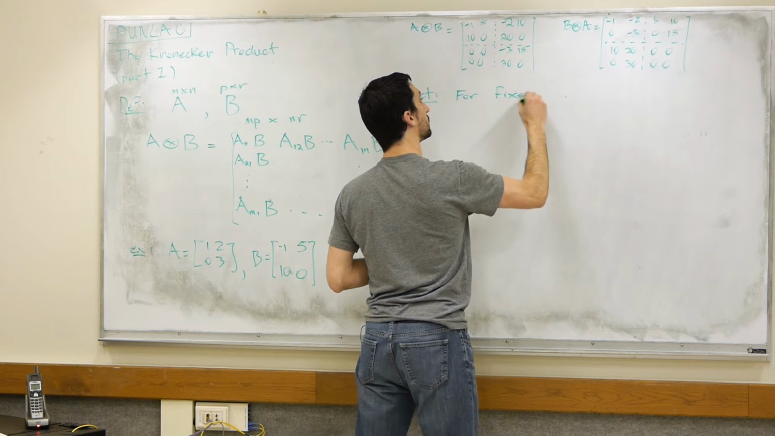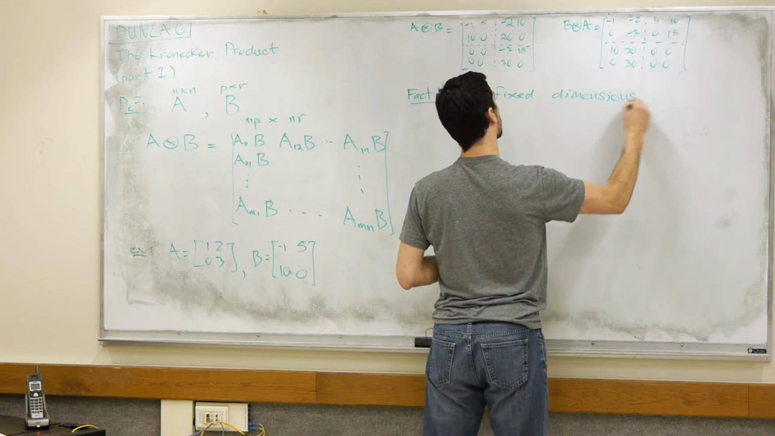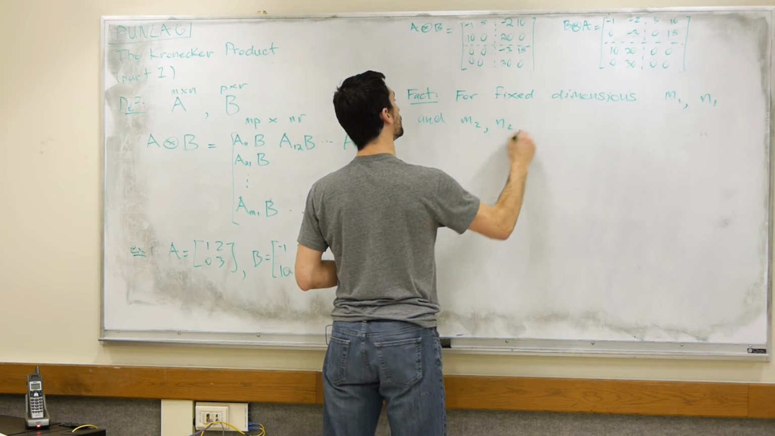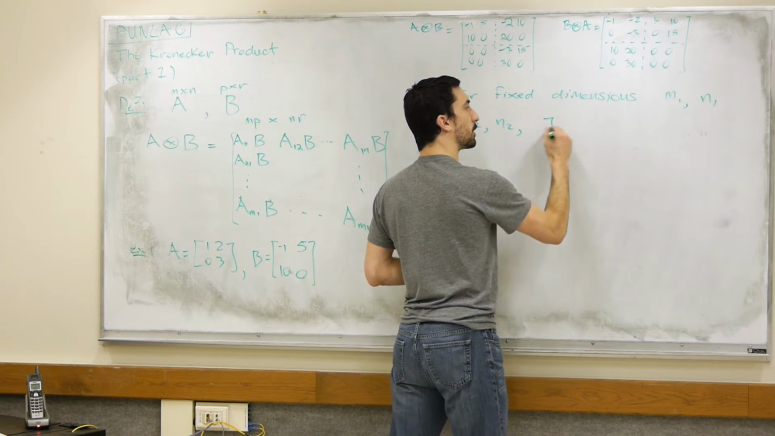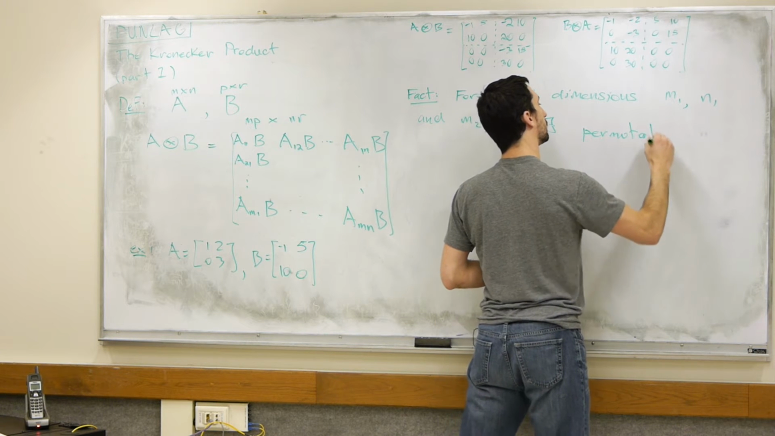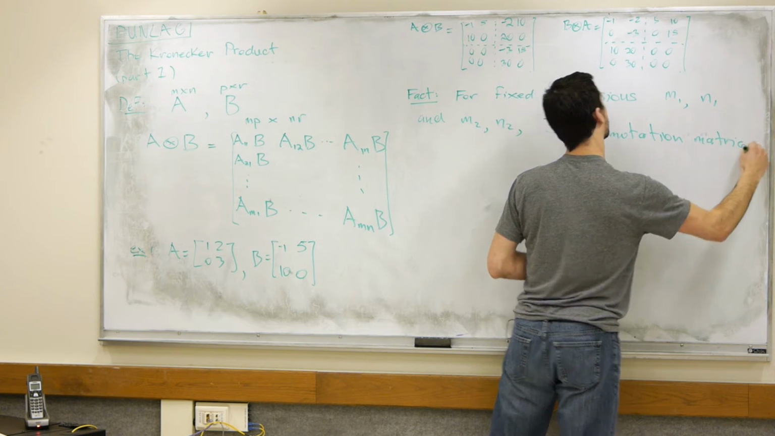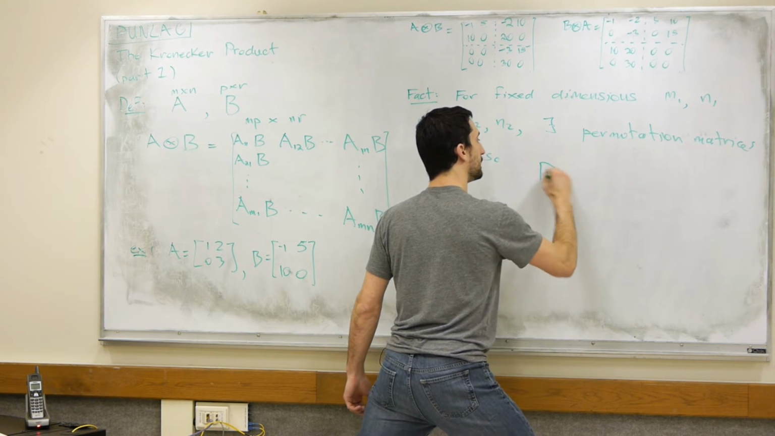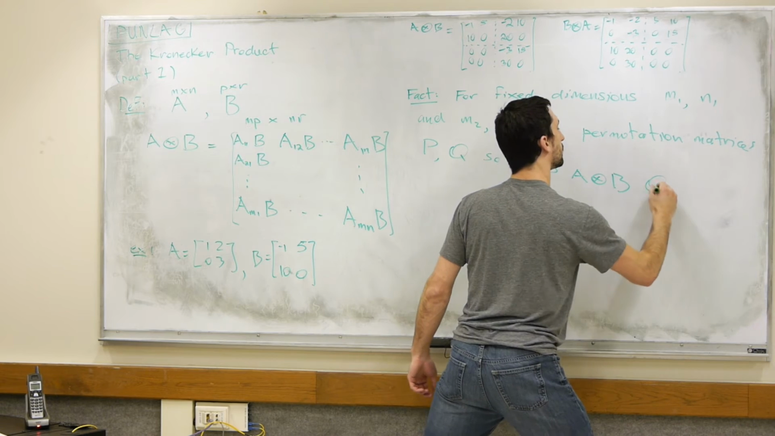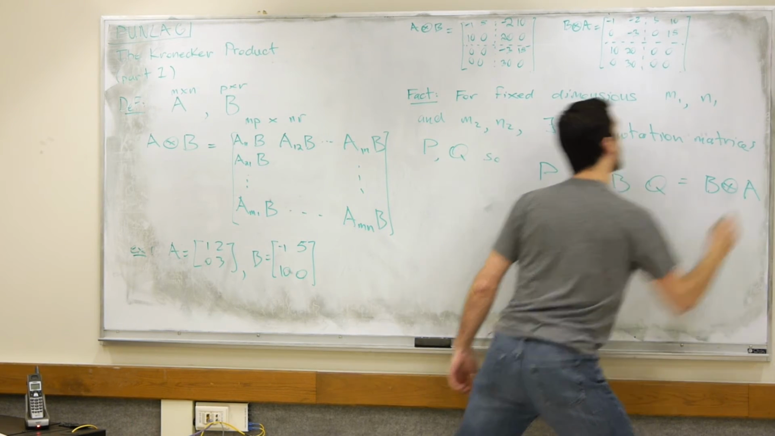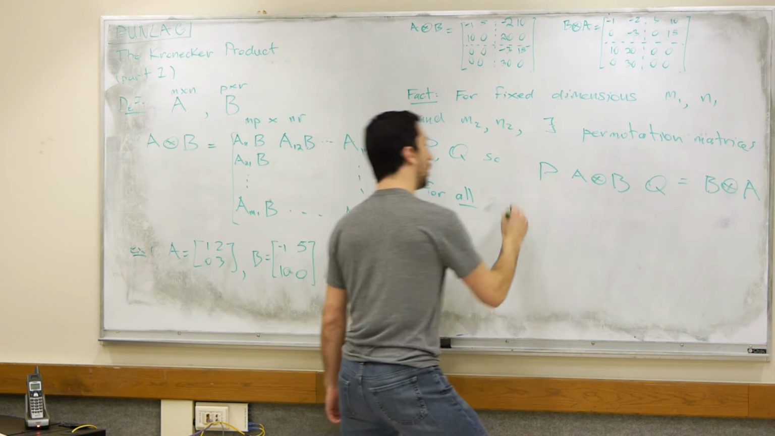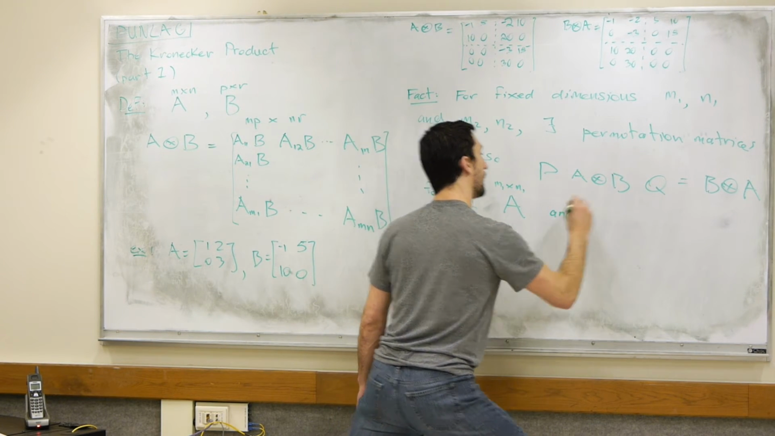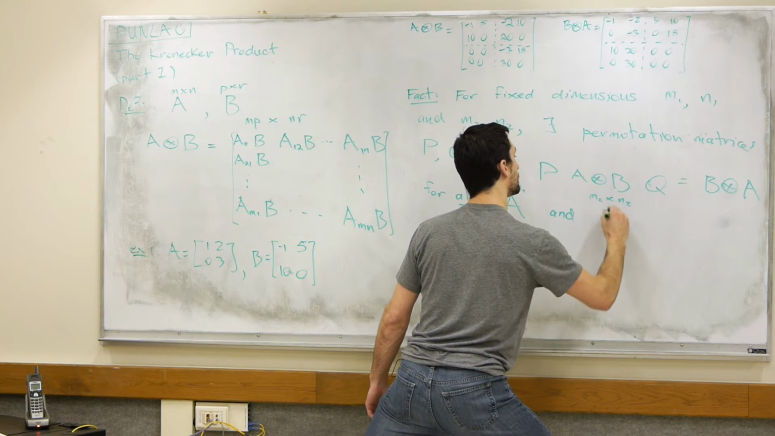So for fixed dimensions M1, N1, and M2, N2, there exist permutation matrices P and Q so that P (A Kron B) Q equals B Kron A for all M1 by N1 matrices A and M2 by N2 matrices B.